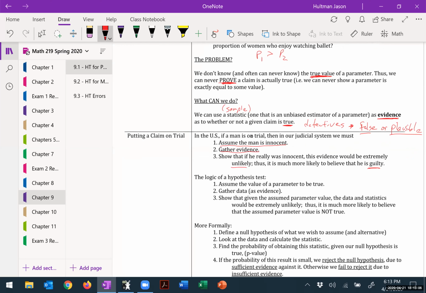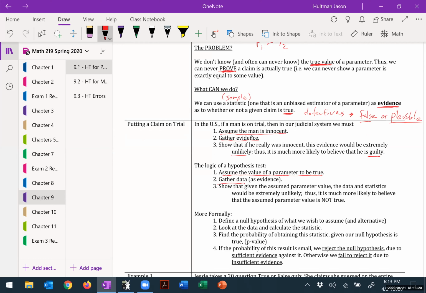The logic of a hypothesis test is we assume the claim to be true. Assume the value of the parameter to be true. We gather data as evidence, and we show that, given the assumed parameter value, in light of the data and statistics, the data would be extremely unlikely. Thus, it is believed that the presumed parameter value is not true. So we can basically call BS on the claim.